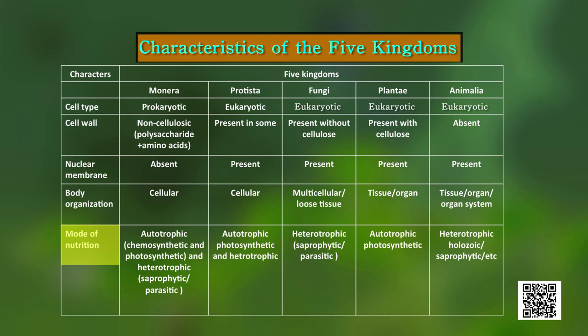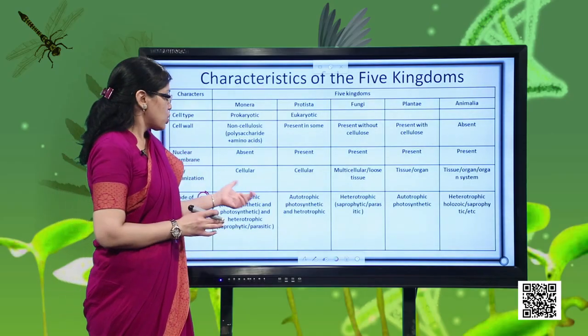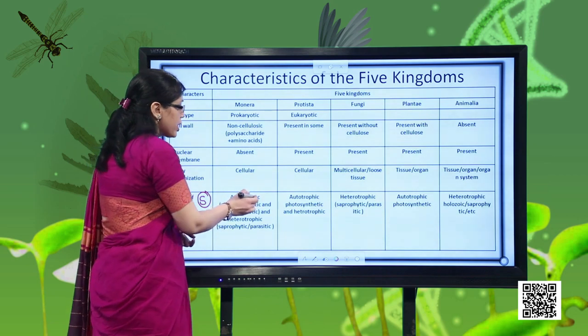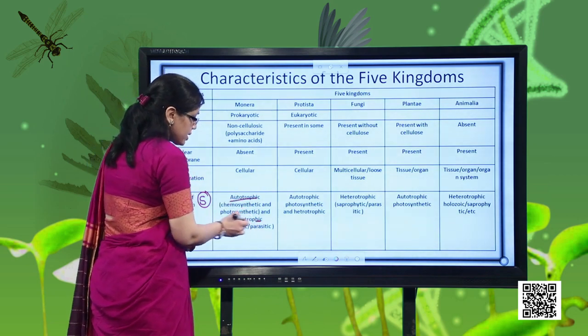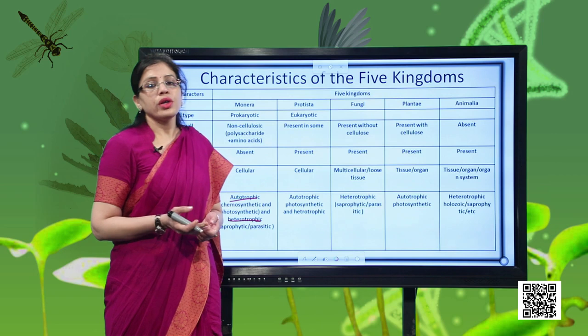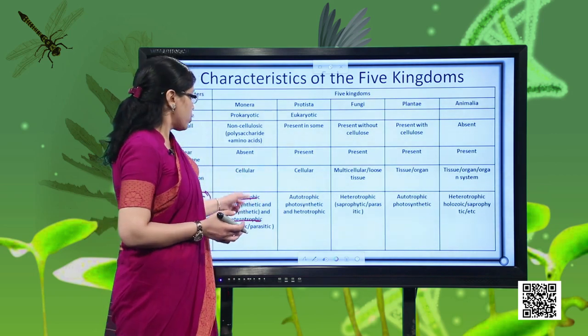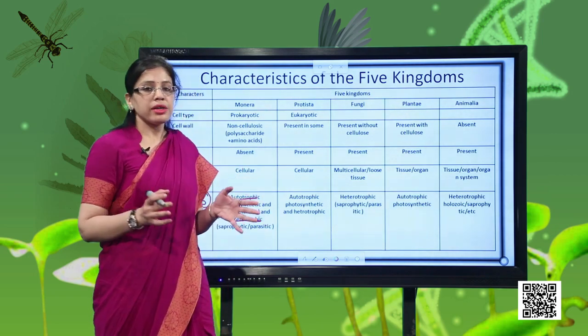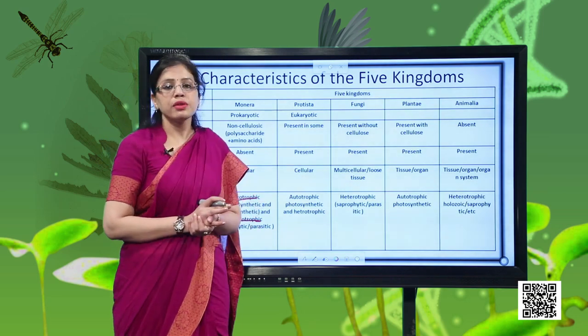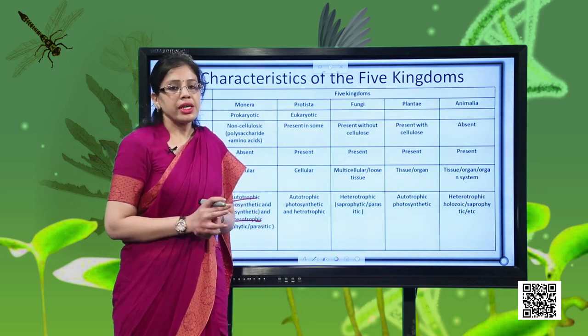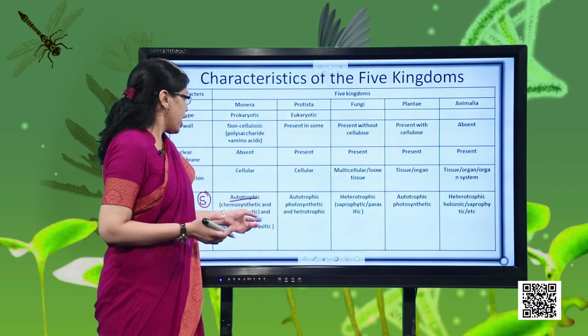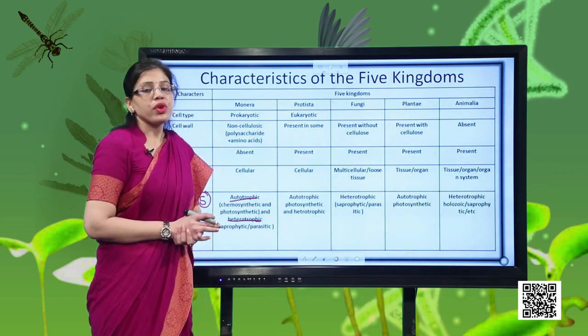Now coming to the last point, which is very important, that is the mode of nutrition, how they obtain their food. On the basis of their mode of nutrition, we can divide them into 2 broad categories. Either they could be autotroph or they could be heterotroph, okay? Autotrophs have 2 subcategories mentioned, that is chemosynthetic and photosynthetic. This I will take up in detail when we start with kingdom Monera. Heterotrophs could be either a saprophyte or a parasite.